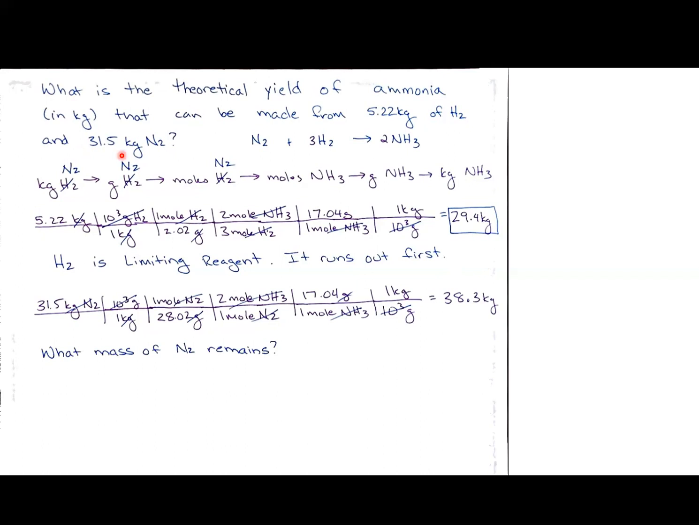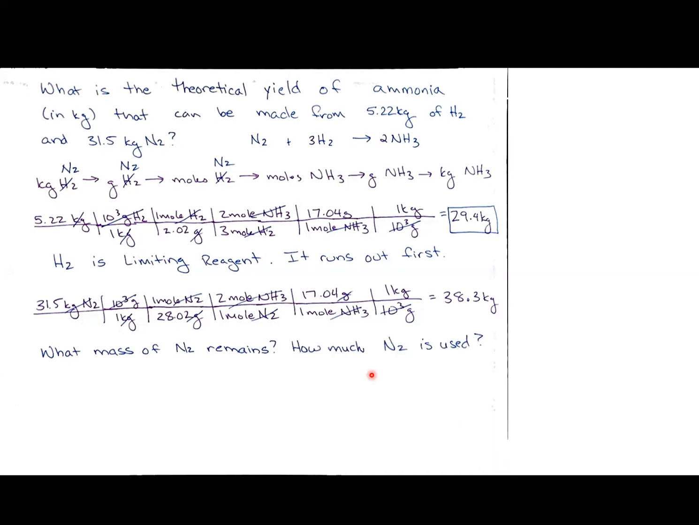I can. It is not the difference between these two numbers, 38.3 minus 31.5. Because this is kilograms of ammonia, that's kilograms of nitrogen. We're not subtracting two different things here. That's not the way to do it. The way to do it is to realize what I'm asking myself is really how much nitrogen gets used in this process. If this is my limiting reagent, hydrogen, and it runs out, then how much nitrogen is needed to react with it?